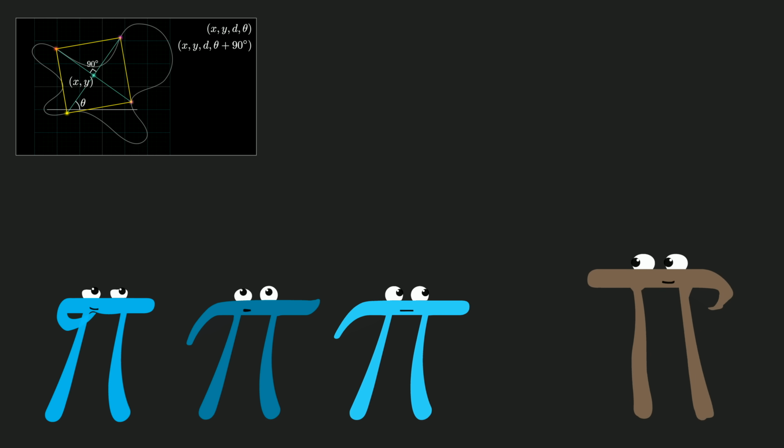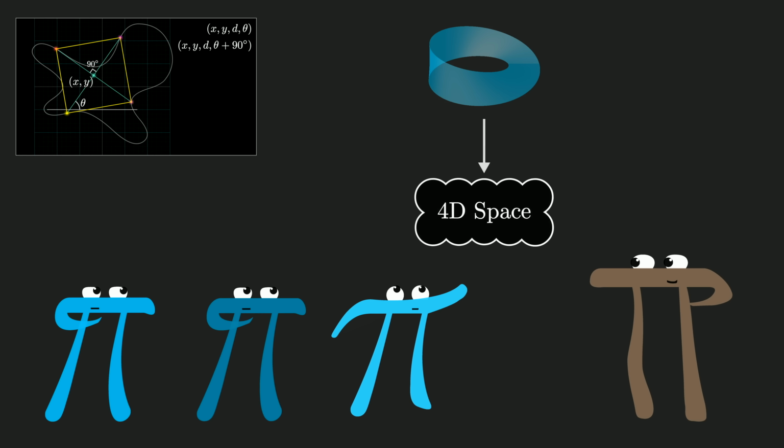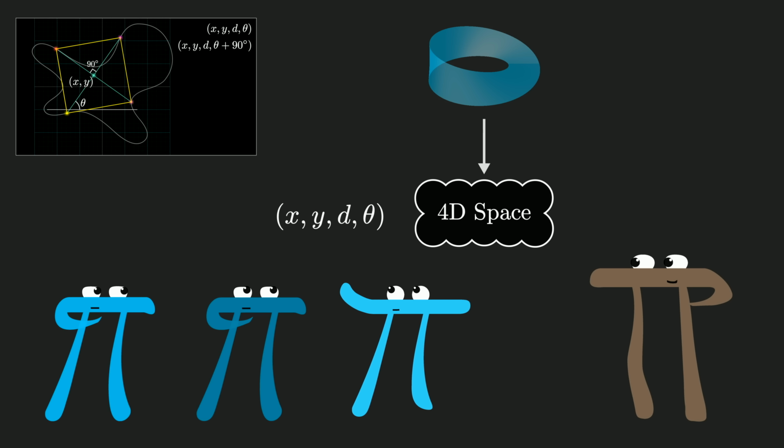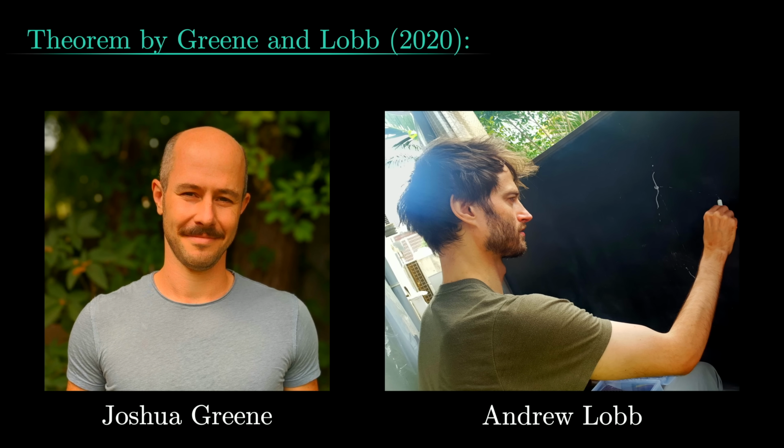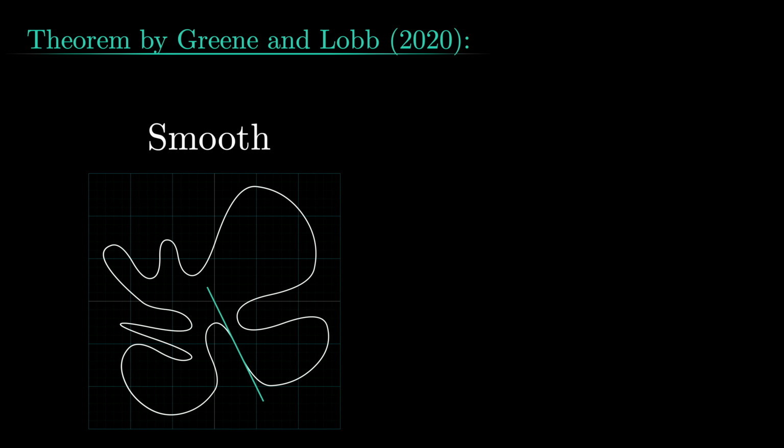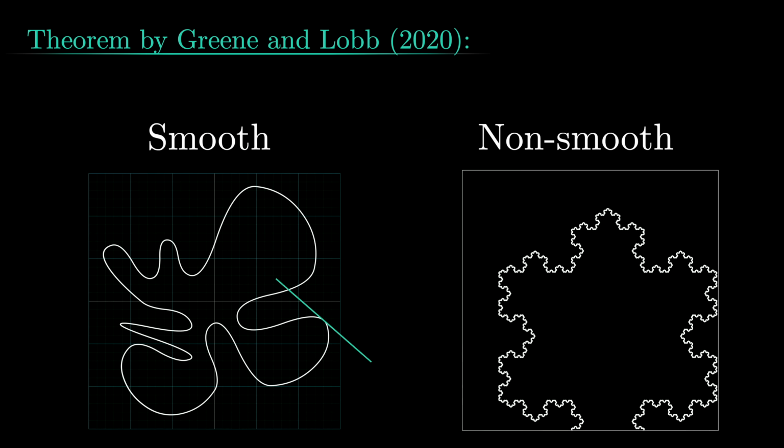If, sitting there watching this right now, that gives you an instinct to somehow think about embedding Möbius strips into 4 dimensions, since this now has 4 numbers worth of information, well then you would have very good instincts indeed. In 2020, the mathematicians Joshua Greene and Andrew Lobb proved a really nice extension of this result in the specific case of smooth curves, which is contrasted with rough ones like fractals.